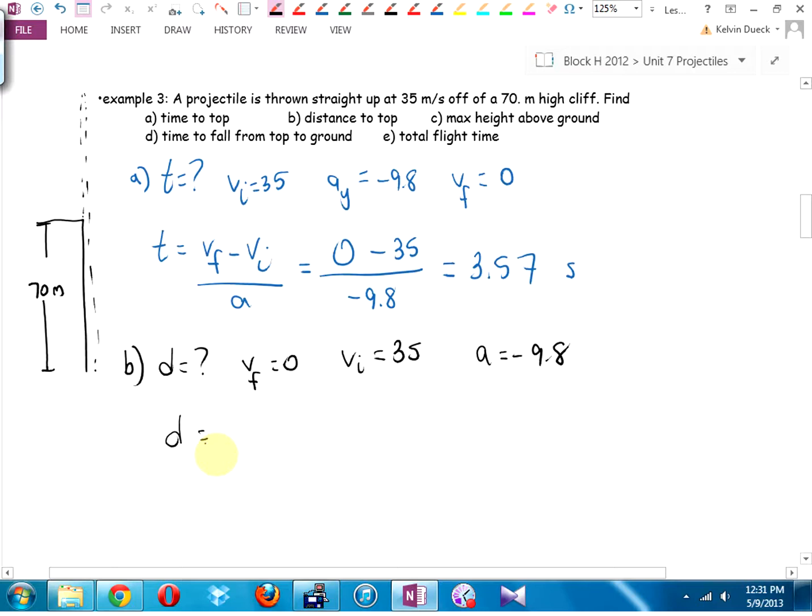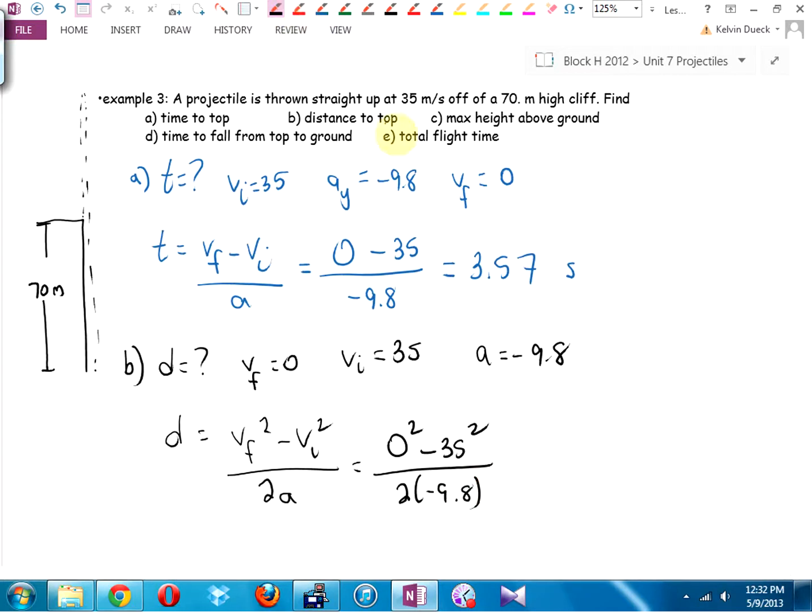Well, there's a VI squared. What's it doing to the D? Adding, so how will I move it over? You're going to have a VF squared already, and subtract a VI squared from it. Now, the other thing I notice in front of the D is a 2A. What are those doing to the D? So how do I move them over? Divide. It's going to be 0 squared minus 35 squared all over 2 times negative 9.8.